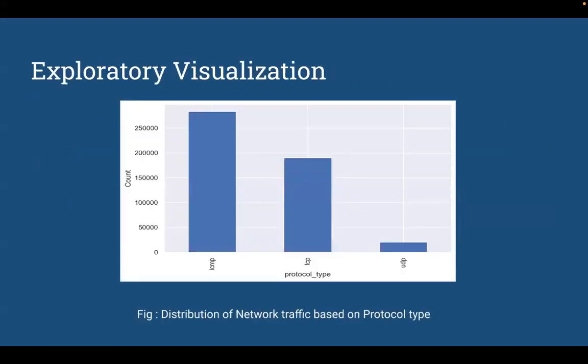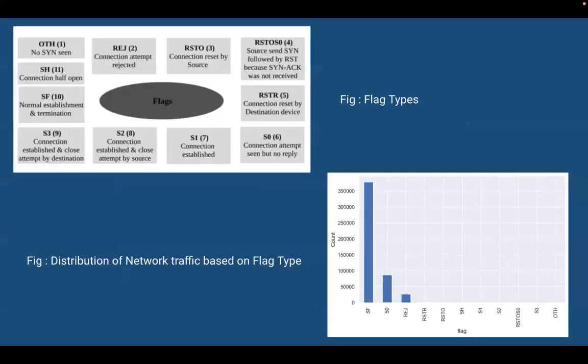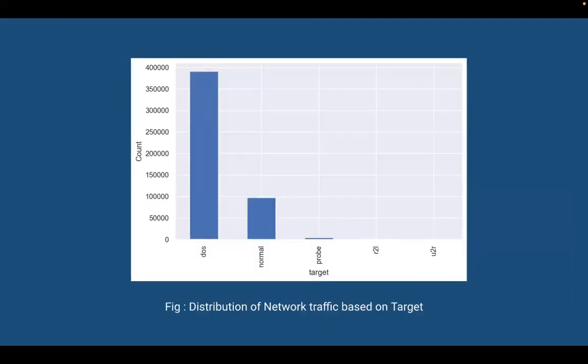Based on the data, I performed exploratory visualization. The first one is the distribution of network traffic based on protocol type. Here, ICMP has the highest number of records and UDP has the lowest. And next is the distribution of network traffic based on flag type. The SF flag type has the highest number of records and OTH has the lowest. The image on the top shows the different flag types. And the next one is the distribution of network traffic based on the target. DOS attacks are the highest and user to root are the lowest.